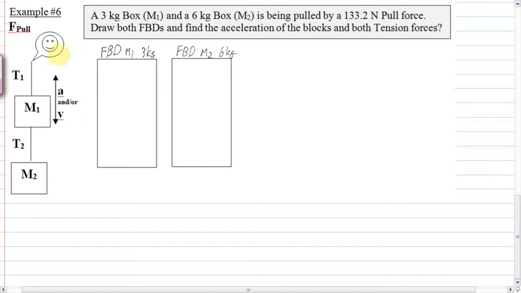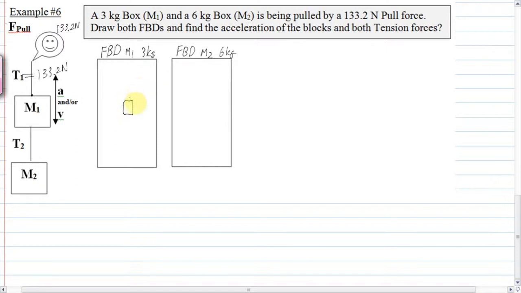Okay, so as I said, if this guy's pulling up with 133.2 newtons, that's transferred through the rope all the way to the block M1. So this tension here is still also going to be 133.2. That's what ropes do. It just transfers that force as a tension force back and forth along the rope. 133.2 newtons. So let's draw our free body diagrams.